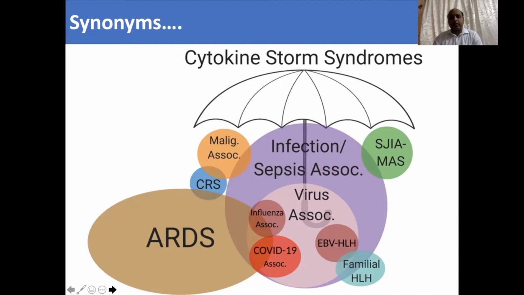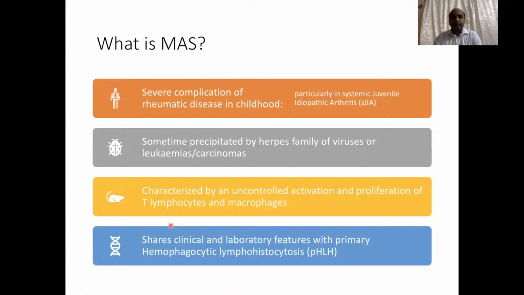Viral infections, especially COVID, are more prone to developing cytokine storm syndromes. So these are all more or less similar pictures, with similar clinical features. Sometimes it is related to ARDS. So what is macrophage activation syndrome?